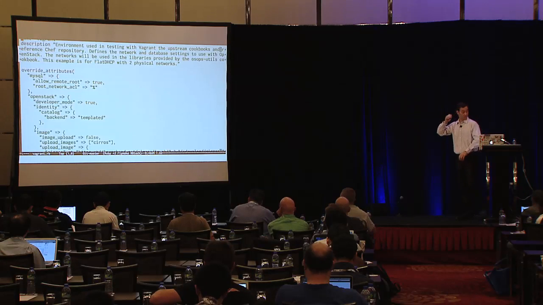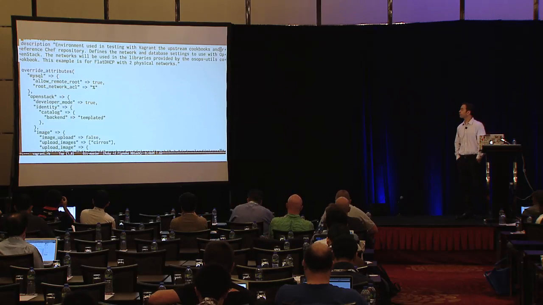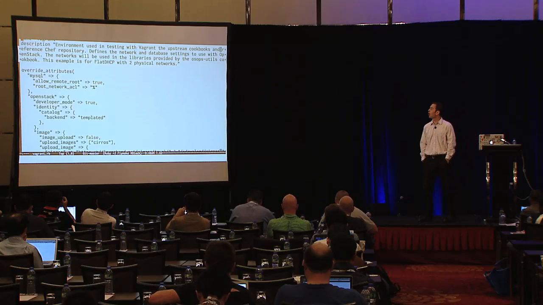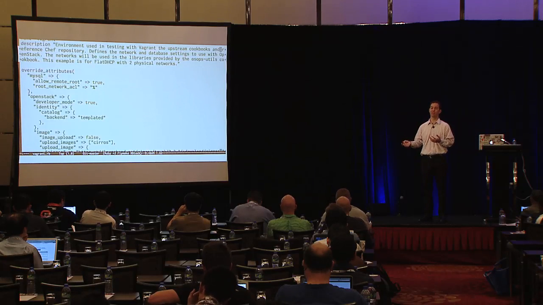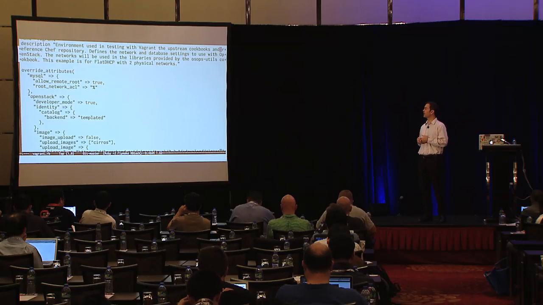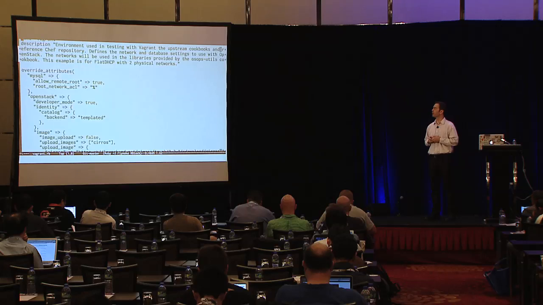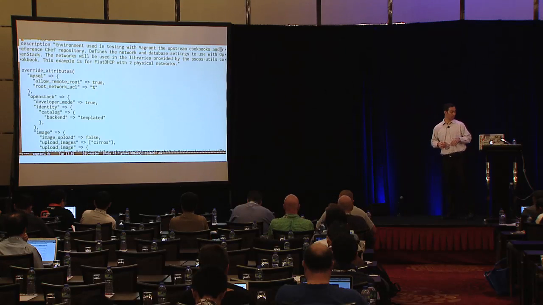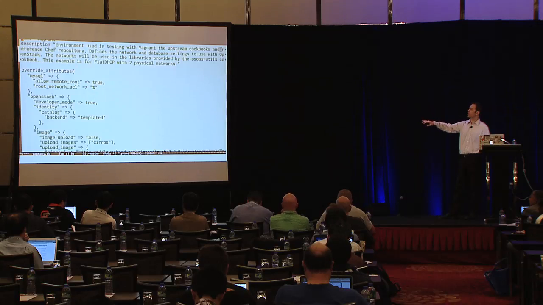So this is our Vagrant environment. This is just a Ruby file that is injecting attributes into our environment. So any machine that runs in the Vagrant environment gets these attributes. We have a few settings here for MySQL. We are allowing remote root and root network ACL. And then we have our OpenStack attributes.